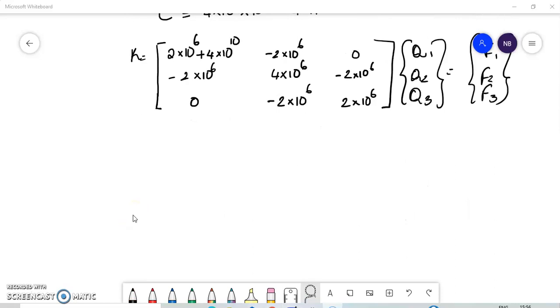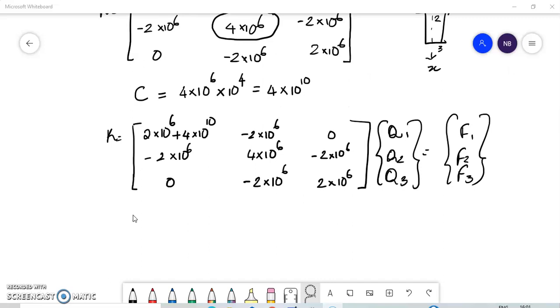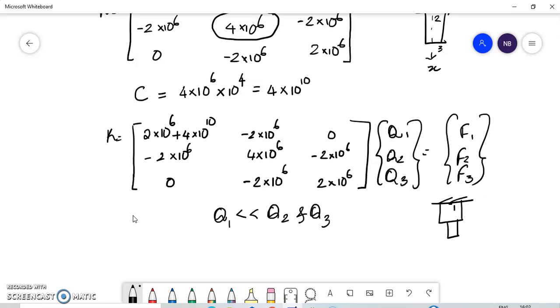So here we have 3 equations and 3 unknowns. These 3 equations have to be solved simultaneously to get the values of the 3 unknowns Q1, Q2 and Q3. When you solve a problem using this penalty approach, you will notice that, for example in this problem itself, the value of Q1 will be much lesser as compared to the values of Q2 and Q3. This is because our problem was like this and node 1 was fixed. So actually the displacement at node 1 has to be 0.